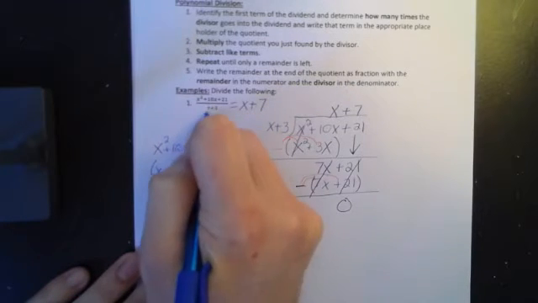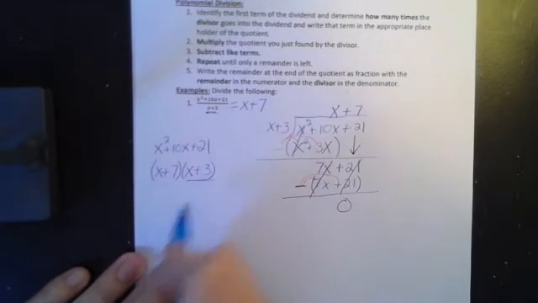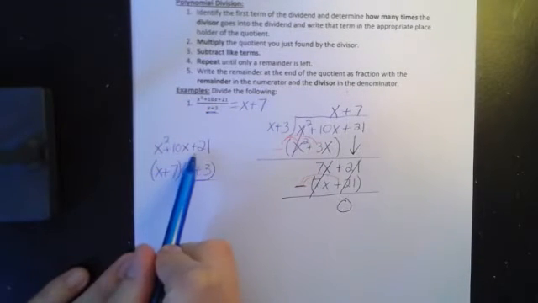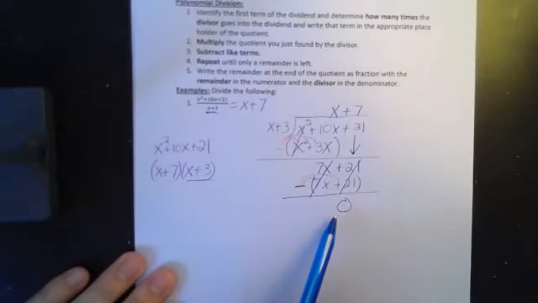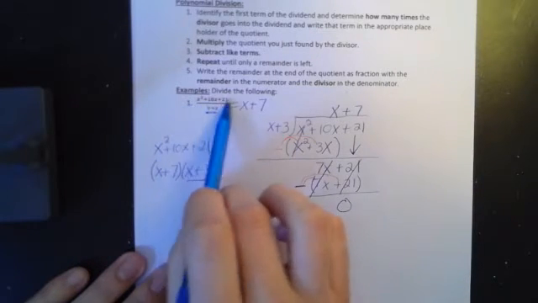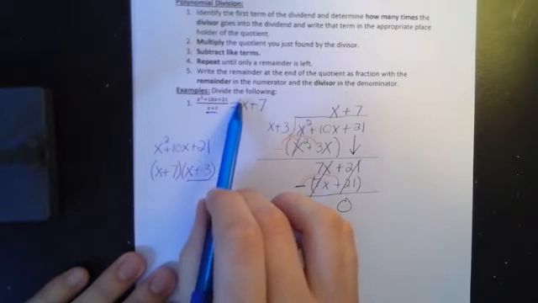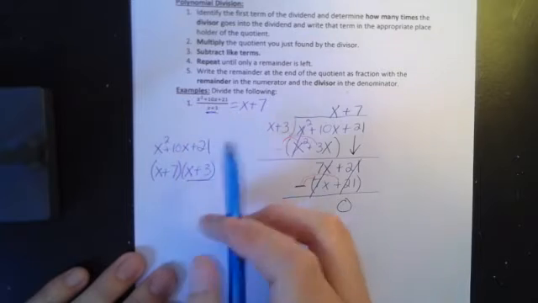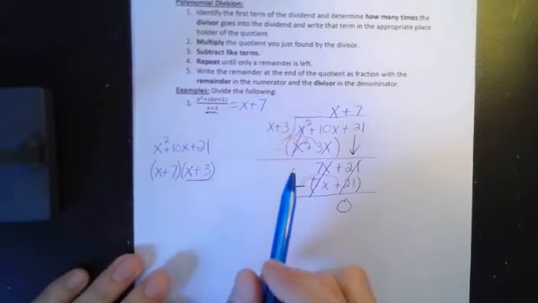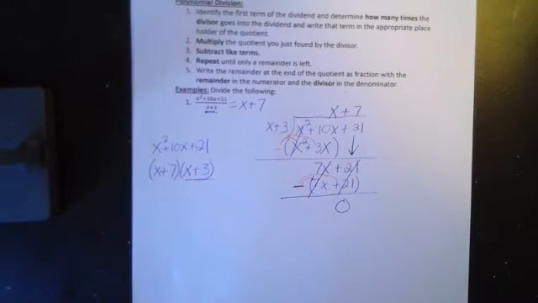So because x plus 3 is a factor of x squared plus 10x plus 21, that's why we don't have a remainder. It means that this trinomial here is factorable, and one of those factors is x plus 3, and the other one is x plus 7. So another way to factor is actually by using polynomial division, and the way that you know if it's factorable is you're going to get a remainder of 0. Okay, let's move on to problem number 2.